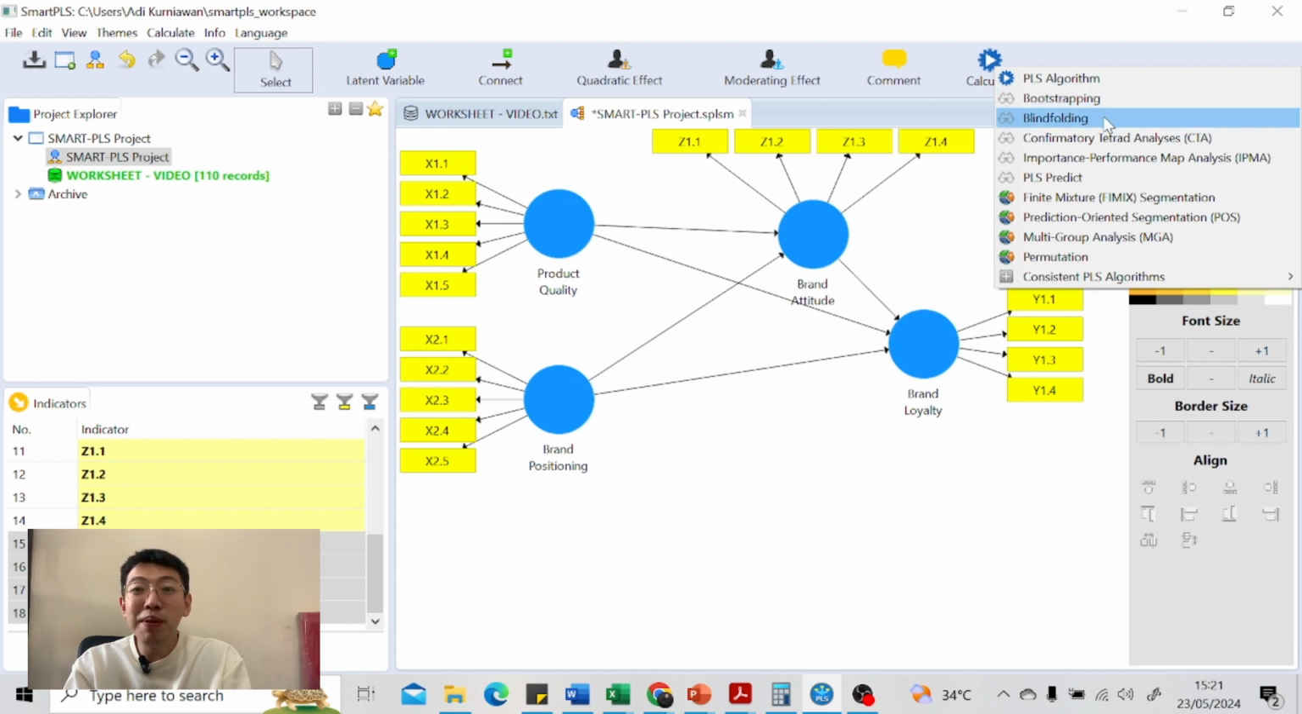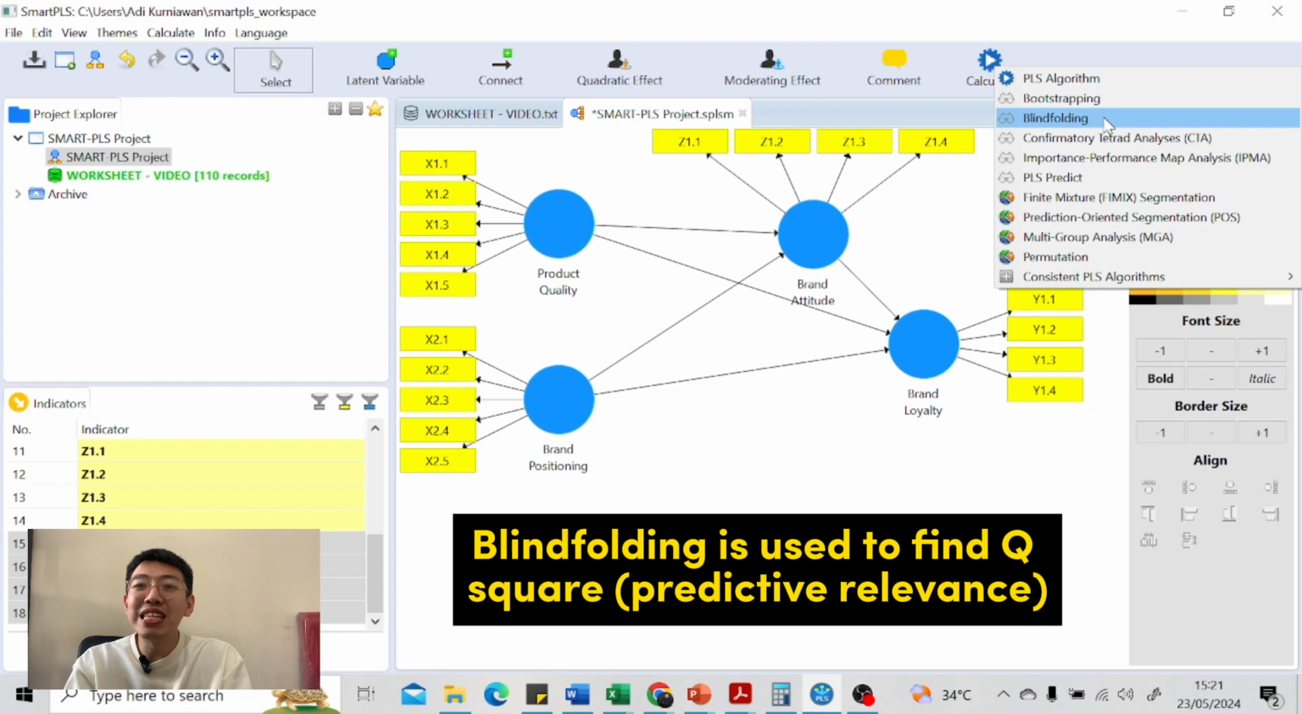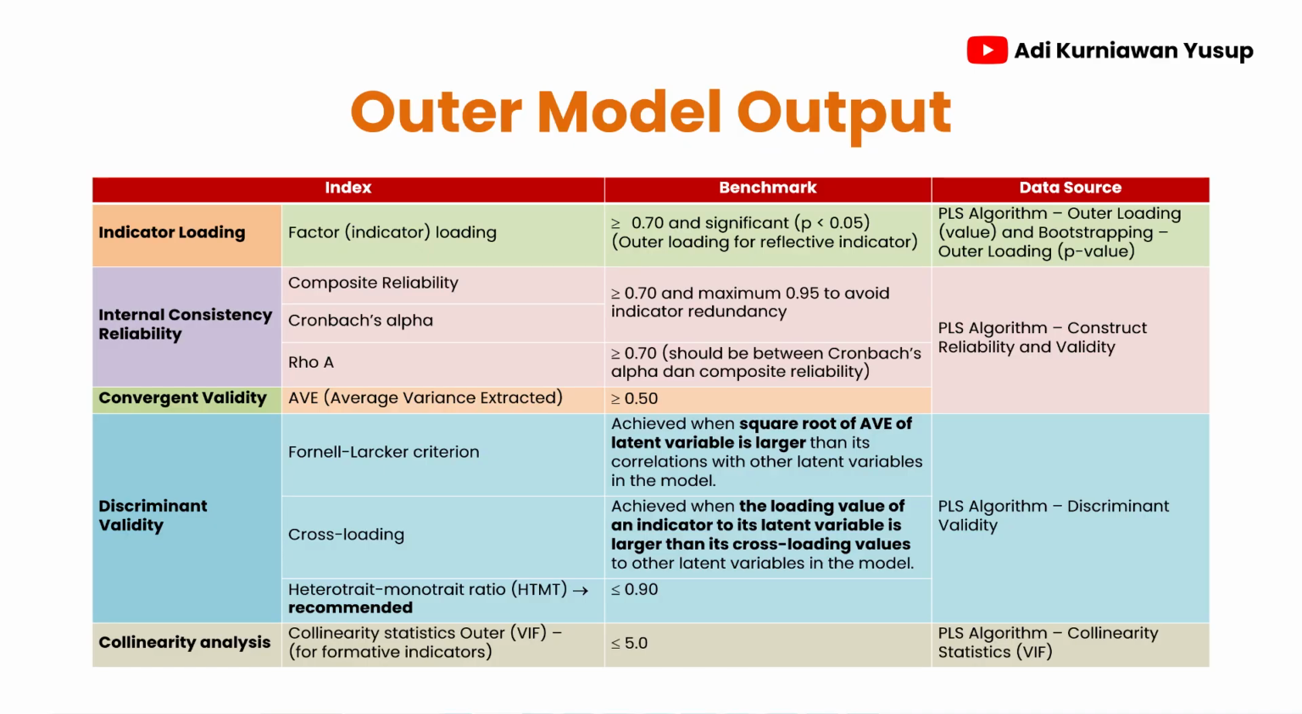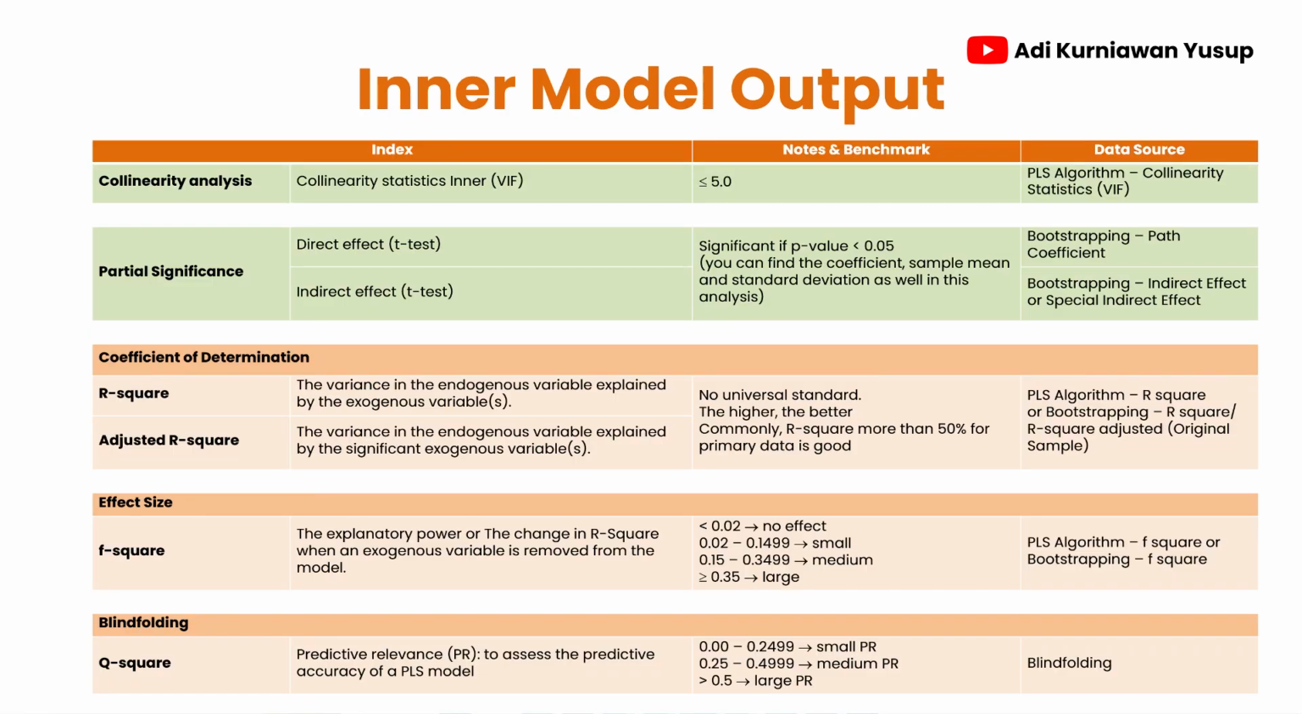The last one is blindfolding. It is used to find the Q square. These are the things that you need to analyze either in the outer model or in the inner model with the benchmark and also the source. You can screenshot it as well for your reference.